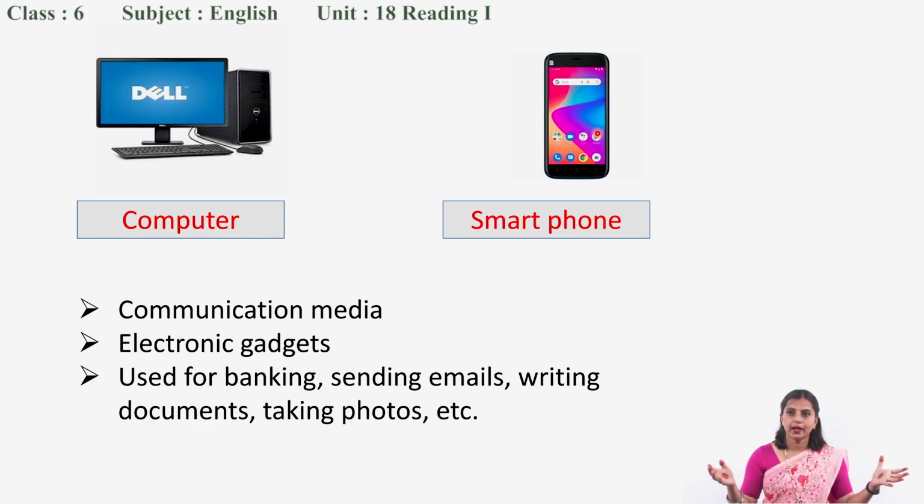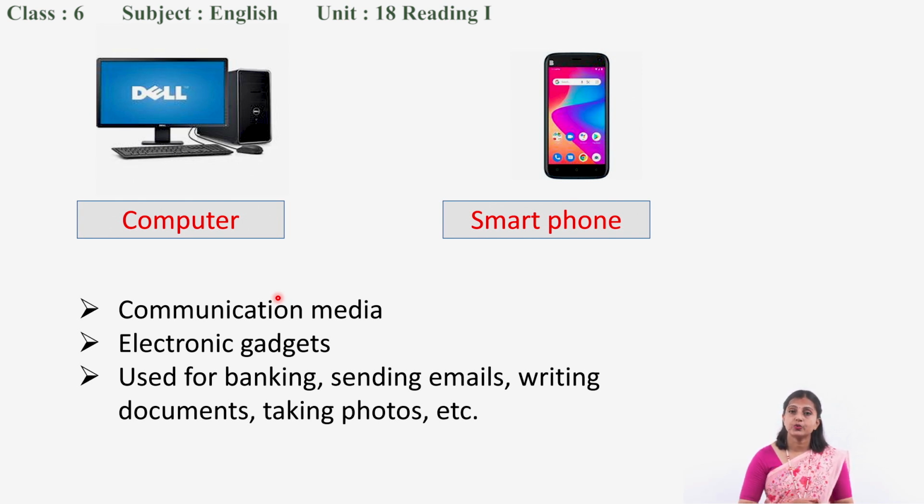Do you use a camera nowadays to take photos? Yeah, you hardly use it. Only on big occasions like a marriage ceremony or some other ceremony do we use a camera. Most of the time what we have is a smartphone in our pocket. So whenever we need to click photos, selfies, what do we use? We use a smartphone. Likewise, a computer is also an electronic gadget which can be used for sending emails, making or writing documents. So you can do lots of things on a computer.